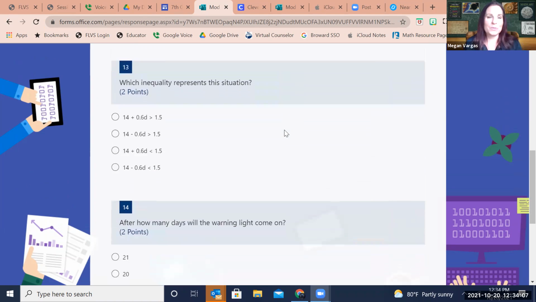Which inequality represents the situation? What do you guys think? Think about what we did. We took the 14, right? We took 0.6 times the number of days. And then what did we do with those two? Like the first problem, I got 8.4, right? And then what did I do with the 8.4?